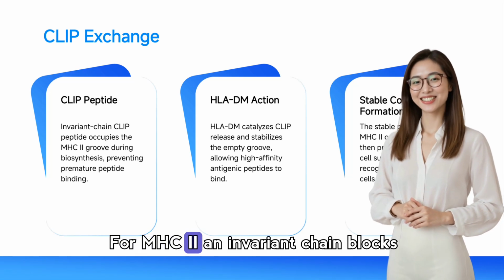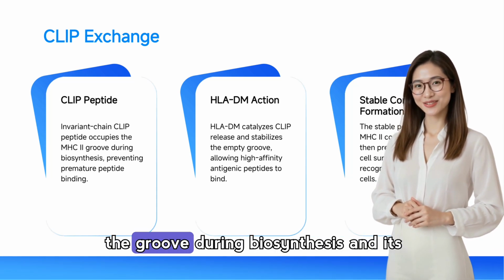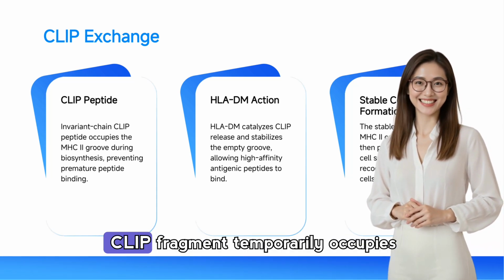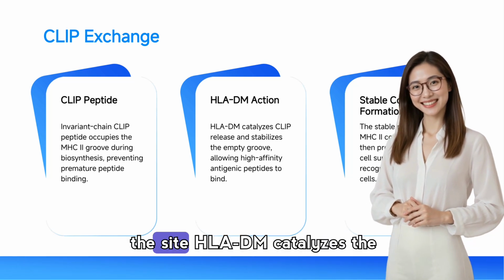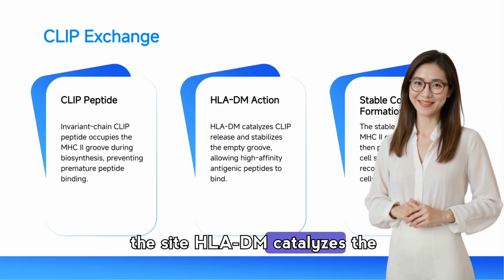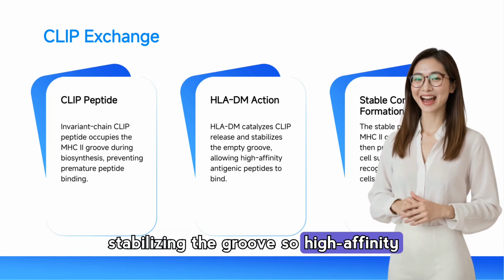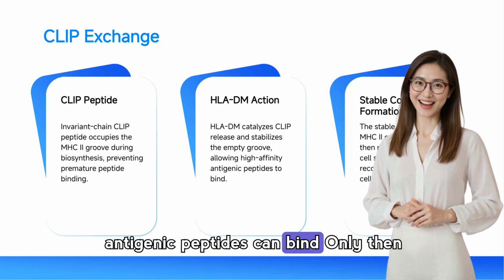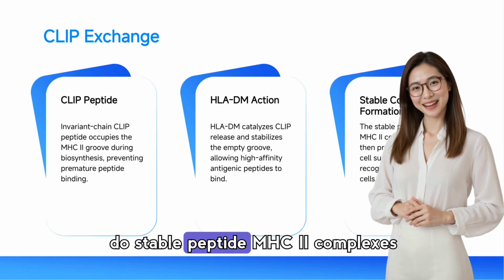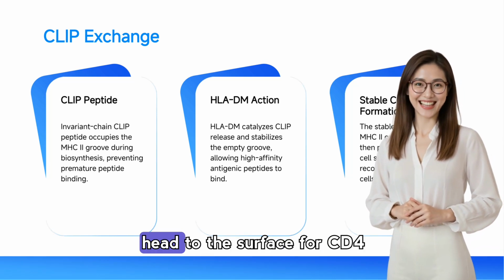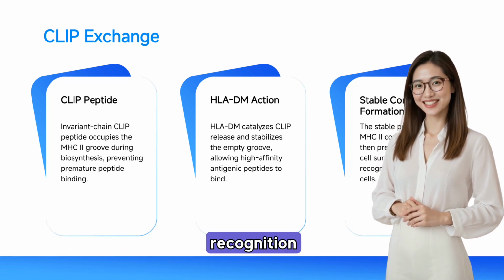For MHC-II, an invariant chain blocks the groove during biosynthesis, and its CLIP fragment temporarily occupies the site. HLA-DM catalyzes the exchange, releasing CLIP and stabilizing the groove so high-affinity antigenic peptides can bind. Only then do stable peptide-MHC-II complexes head to the surface for CD4 recognition.